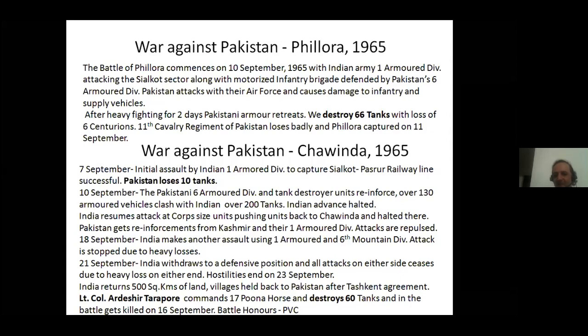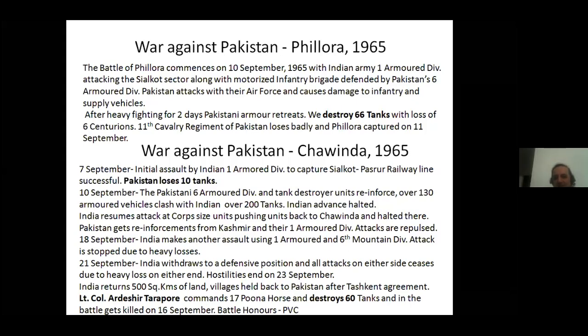The objective is to cut off the Pakistani supply by taking over the Sialkot-Pasrur railway line. The objective overall in the war is to ensure that the Pakistani army does not again have a force to mobilize and attack India, does not again attack to capture Jammu and Kashmir, and to effectively destroy that intention, and also to defend our forward positions like Pathankot. We have a base there as well.